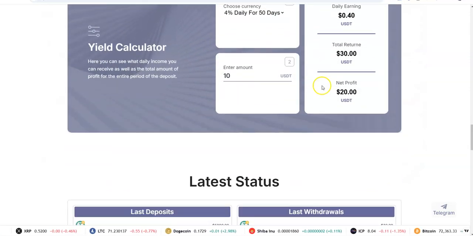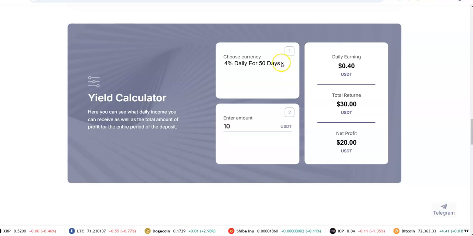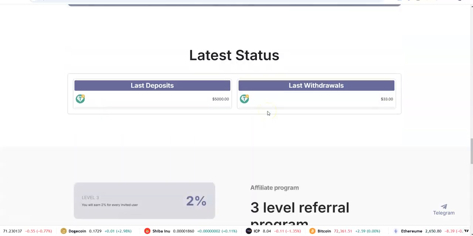So there's a calculator, so you can punch in various amounts. You can play around with it, see what you can make, and go from there. They don't lay out everybody's names of deposits and withdrawals, but you can see the latest one was $5,000 here. Okay, $33 from whomever made the last withdrawal.